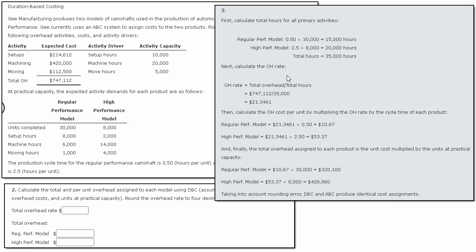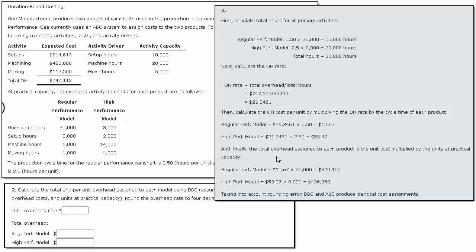Then you calculate the overhead rate. So we take the total 747,112 and divide it by the 35,000 of total hours to come up with a single overhead rate. Okay, then you calculate the overhead cost per unit by multiplying that overhead rate, that 21.3461 we just got, times the production cycle time, 0.5 and 2.5. And so we come up with the various rates we need here.